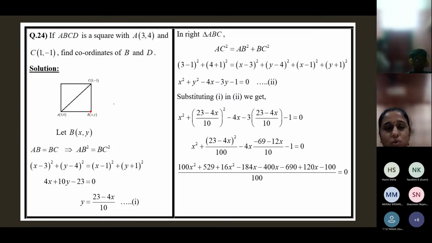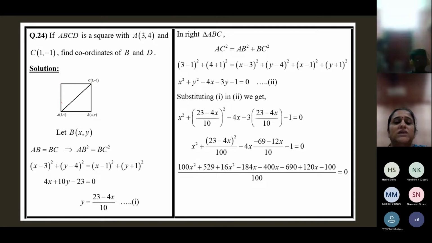I'll tell you why we get 2 values for B. That's because B can be here or here, right? How do you name the square? You can mark it A, B here, C and D. So if B is here, you get one set of values. Or you can also mark A, B, C, D like this. So B can also be here, correct? So you will get 2 addresses for B.